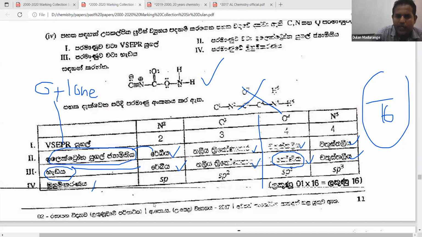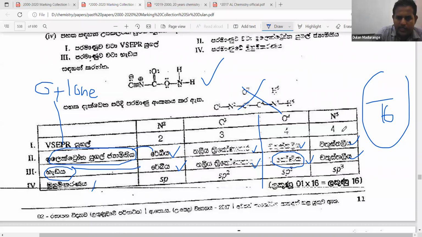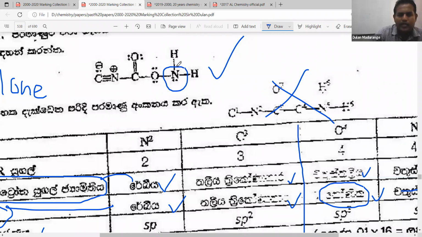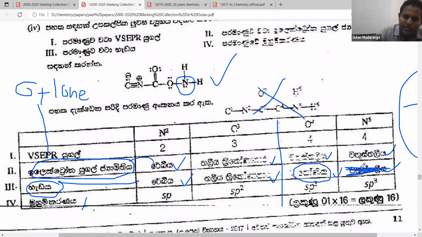N5 is pyramidal, right? I think you're asking about the shape. N5, yes, I think N5 is this atom. Around N5, the shape is pyramidal. 3 bonds, 1 lone pair, it's pyramidal, but in the marking scheme it's mentioned as tetrahedral. So this answer should be pyramidal, but the electron pair geometry is tetrahedral. So out of 16, you can put your marks.